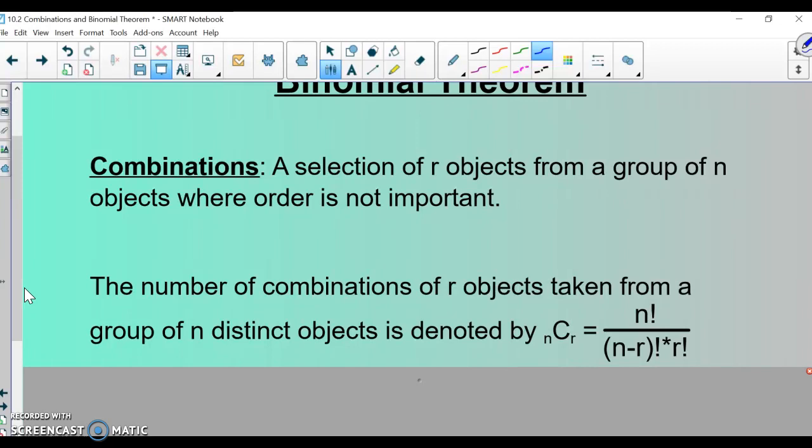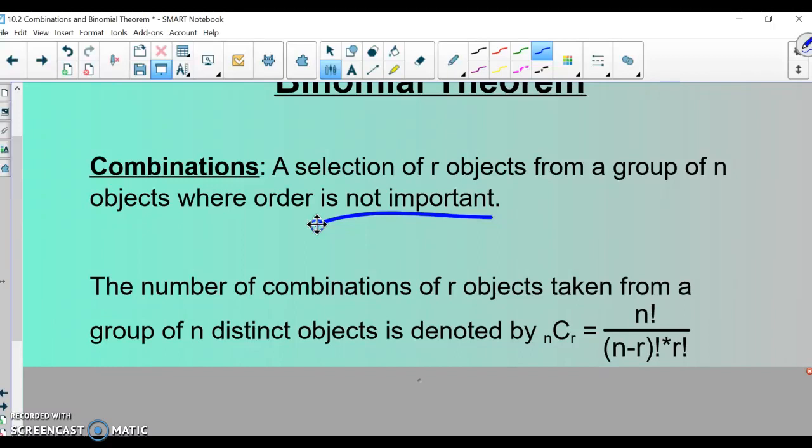Let's say I have my class of 20 students, and I'm going to give 3 of them $100. Okay? You don't care if you were selected first, second, or third. You're just like, yes, I got selected. I'm going to get the $100. That's an example of combinations because the order is not important. You don't care whether you were first, second, third, as long as you were selected.